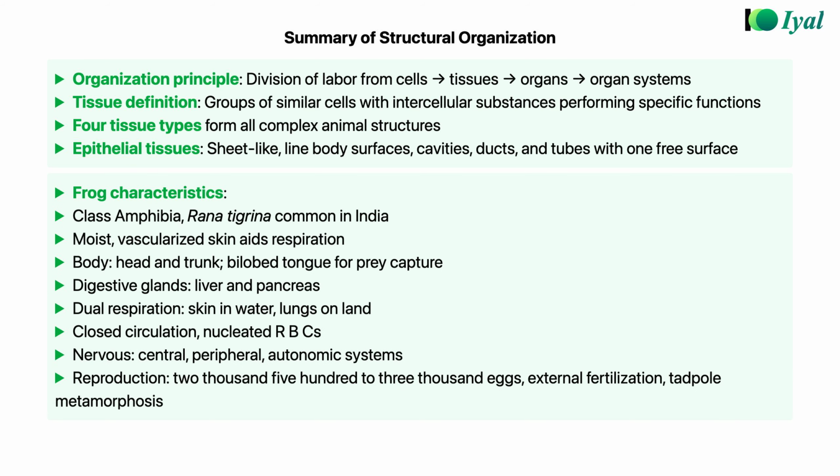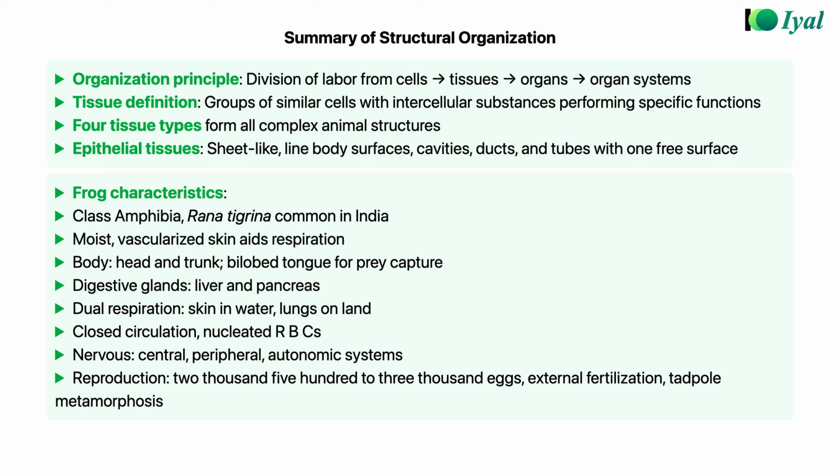Now let's summarize what we learned about frogs specifically. The Indian bullfrog, Rana tigrina, belongs to class Amphibia. The skin is always kept moist and is highly vascularized, which helps with respiration both in water and on land. The body is divided into head and trunk, with a bilobed tongue used for capturing prey. The main digestive glands are the liver and pancreas.